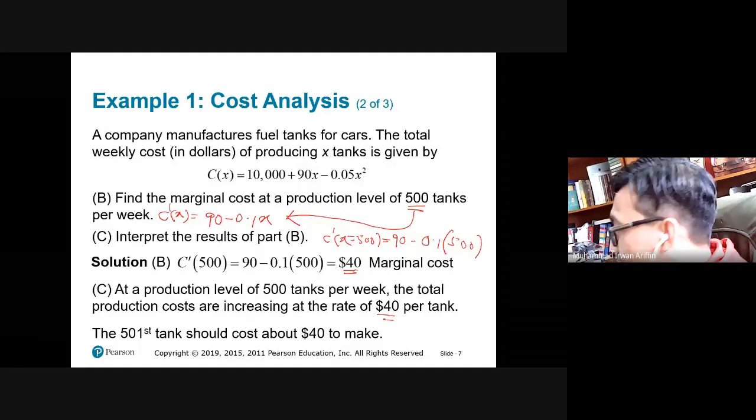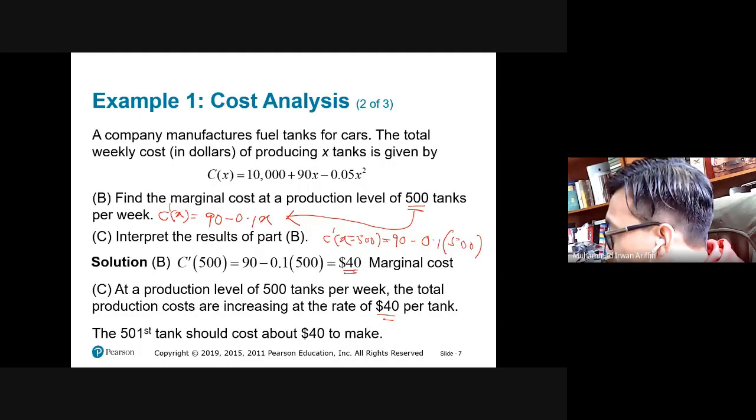Now I hope this simple example is clear to everyone.